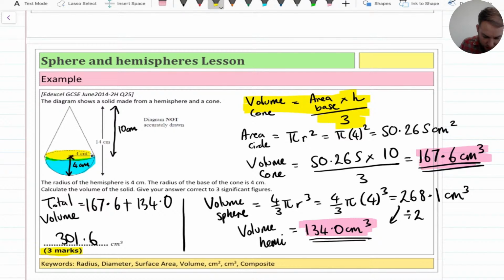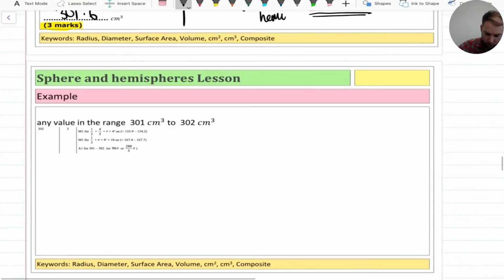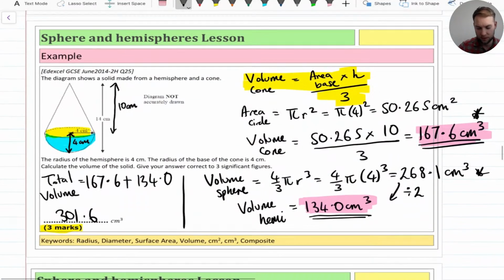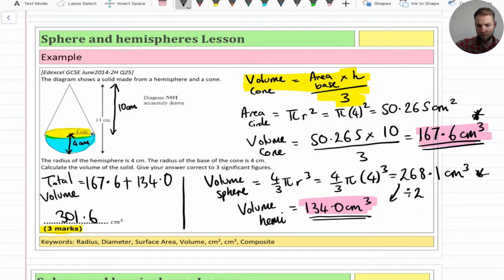Now that came up towards the end of the higher paper. It was only worth 3 marks. But we need to find the volume of the cone, the volume of the sphere, then divide it by 2. Knowing that the height of the cone is 10, I think that's probably the trickiest part. And then we can add them together. So there's your answer. So get that down.